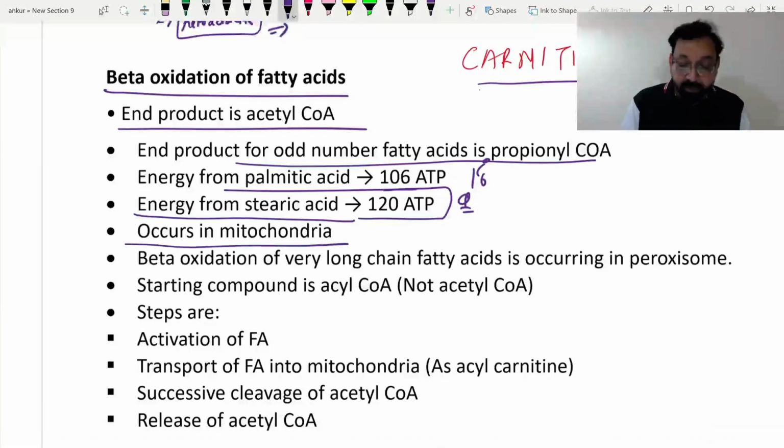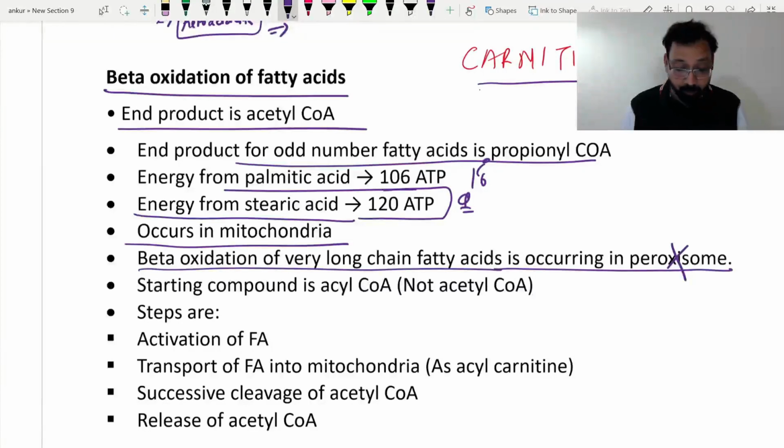Beta oxidation occurs in mitochondria. Ketone body synthesis occurs in mitochondria. Gluconeogenesis starts in mitochondria; gluconeogenesis occurs in both mitochondria and cytosol. Beta oxidation of very long chain fatty acid occurs in peroxisome; if defective, Zellweger syndrome.